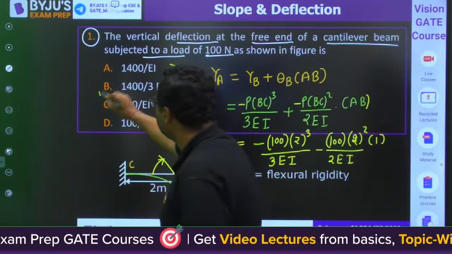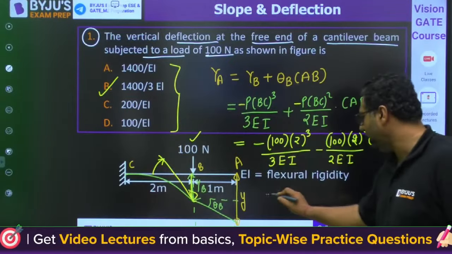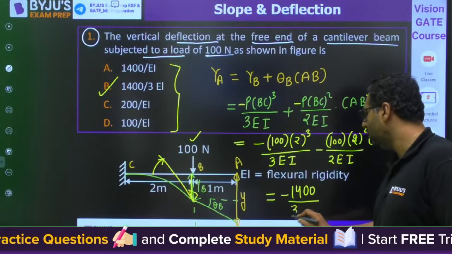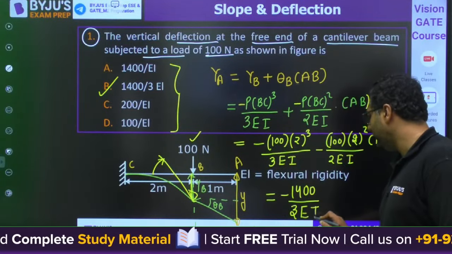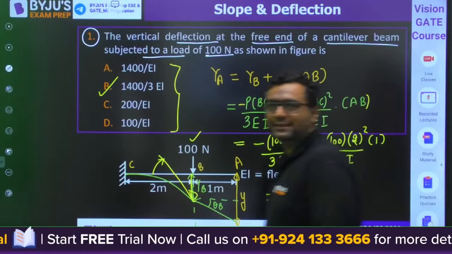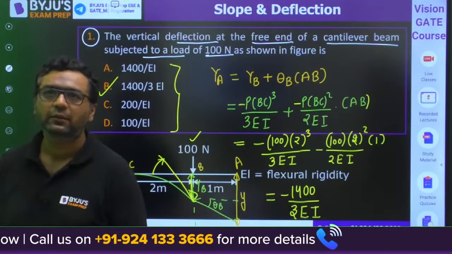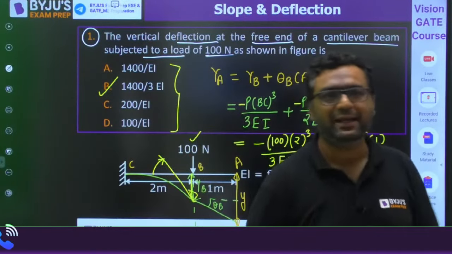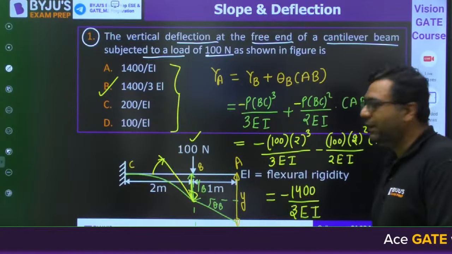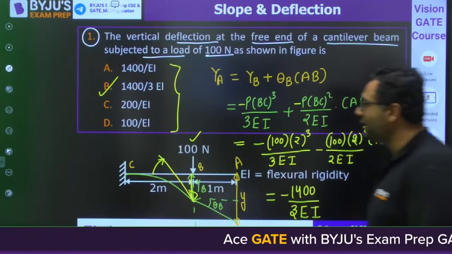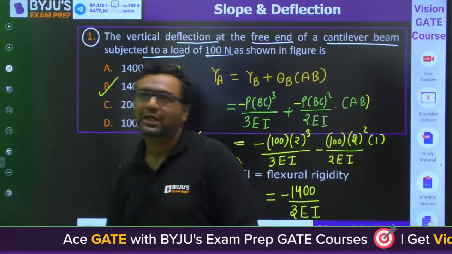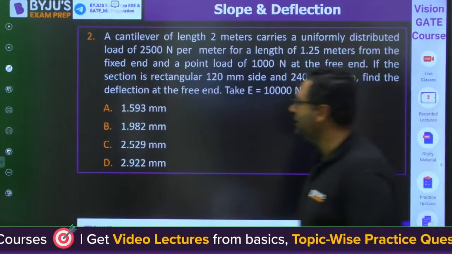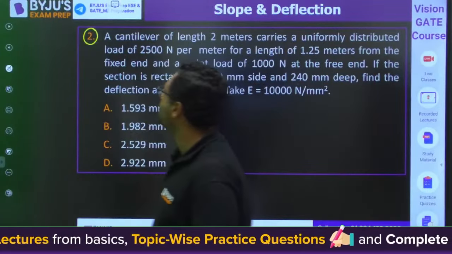Answer is correct. When you solve it, you will get minus 1400 upon 3 EI. Yes, Aspirant, Amit, Sumit, Dhanesh, everybody is correct. Very good, guys. So shall we move to the next question? I am happy to see you all, guys. This shows your seriousness towards studies.